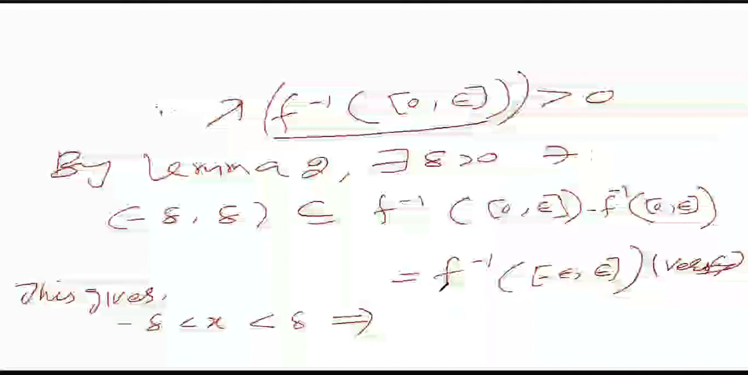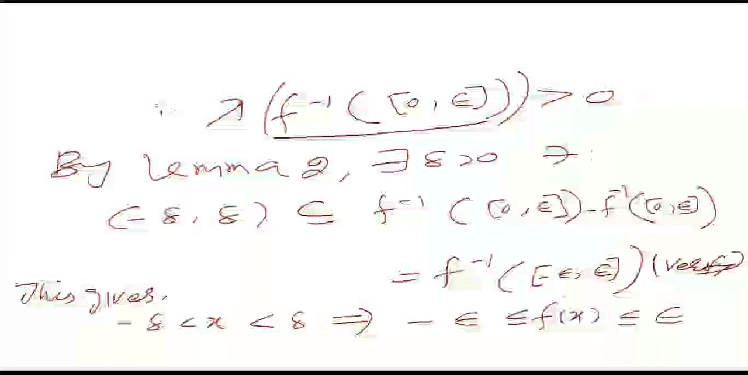Okay, so this implies minus epsilon less than or equal to f(x) less than or equal to epsilon, because whenever x belongs to (minus delta, plus delta), it implies that x will also belong to f inverse of [minus epsilon, plus epsilon], which gives f(x) belongs to the closed interval [minus epsilon, plus epsilon]. That's this. So this means f is continuous at 0.